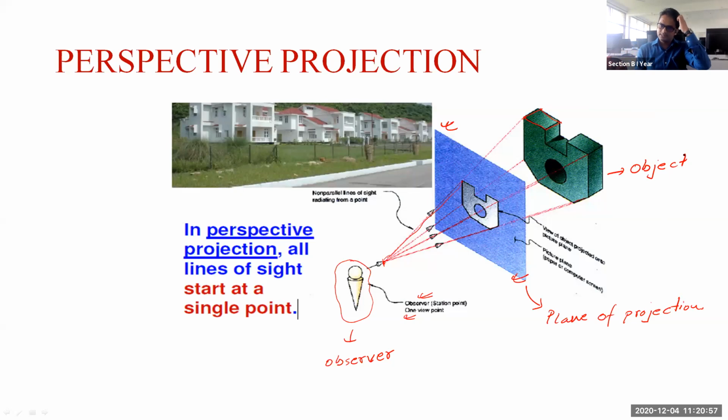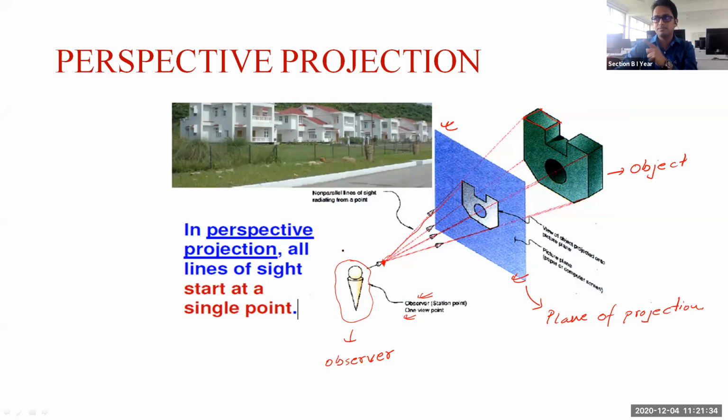Why am I writing this? Because it has some significance. We will see the location of the observer, plane of projection, and object, and what its significance is. Can we shuffle this position? What will happen? We will see in the later part of the slide. The point to be noted here is that the light rays originate from a single point.